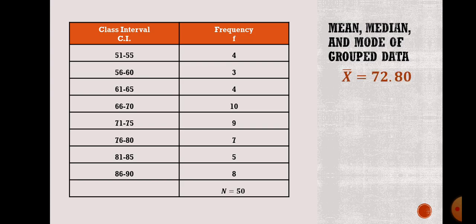Therefore, the mean, median, and mode of this set of grouped data would be 72.80 for the value of the mean, 72.72 as the value of the median, and 69.79 as the value of our mode.